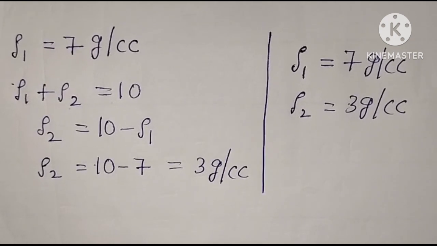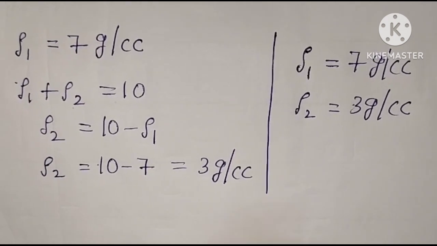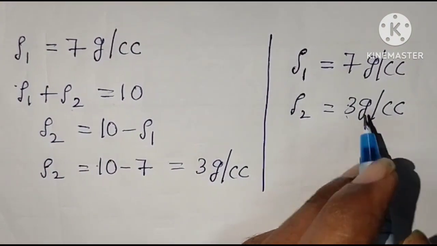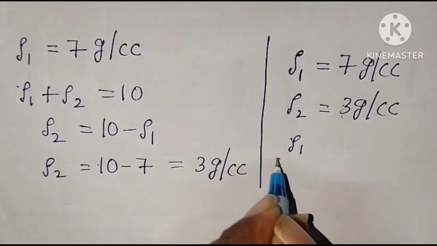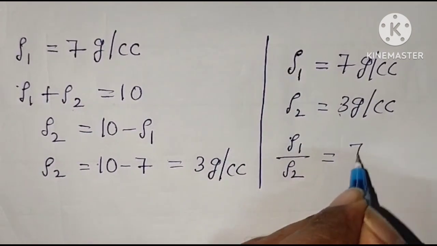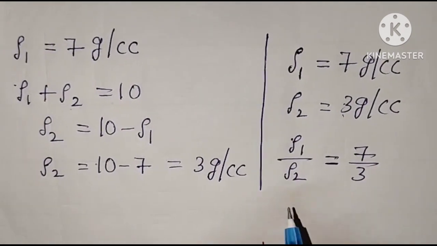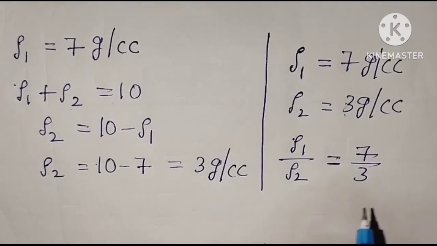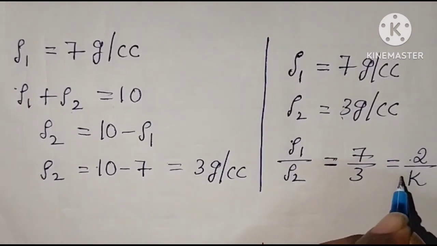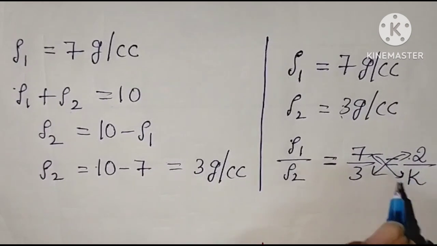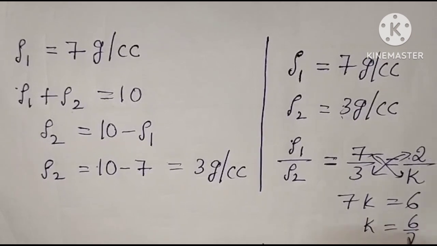In this question you are given that the ratio of their densities is 2 by k. Here, what is the ratio of their densities? Rho 1 by rho 2 is equal to 7 by 3. Here you are given the ratio as 2 by k. Now do cross multiplication: 7k is equal to 6. Now k is equal to 6 by 7.